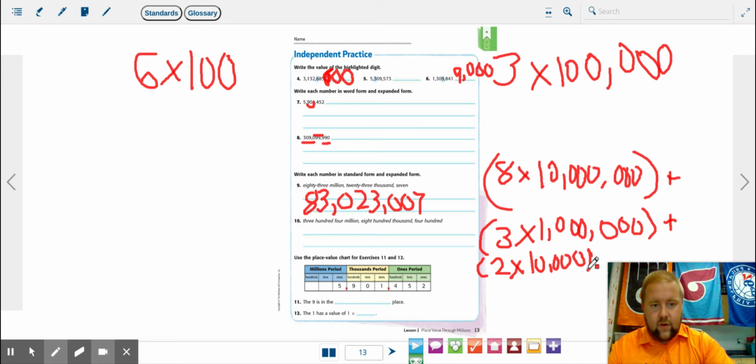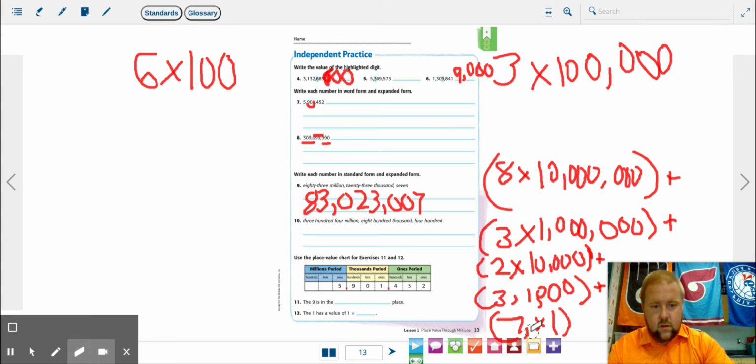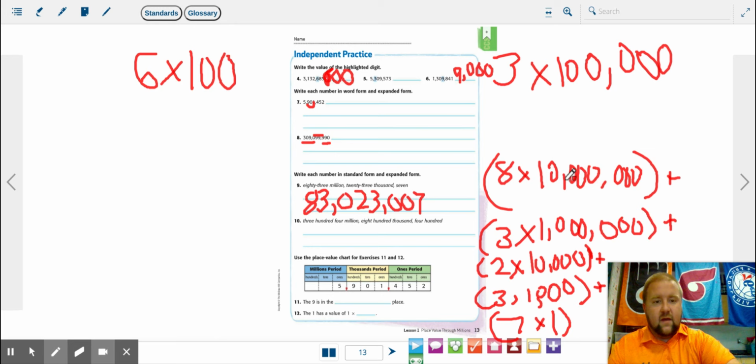All right. Put my parenthesis there. Plus a 3 in the thousands place. All right, and then the last digit that we have there is just a 7 in the ones place. All right, you didn't need that little comma there. That was a mistake by me. Okay, so that's what it would look like if you were putting that number into expanded form.